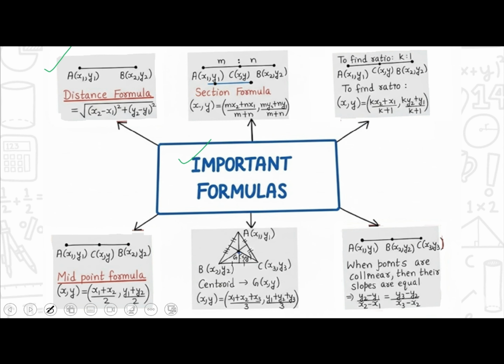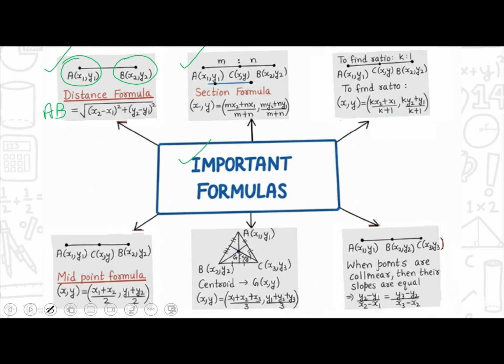First, distance formula. This formula helps us to find the distance between 2 points on a coordinate plane. So if we have to find the distance between AB, we can write AB is equal to square root of (x2 minus x1) whole square plus (y2 minus y1) whole square. Let's move to the second formula, that is section formula.